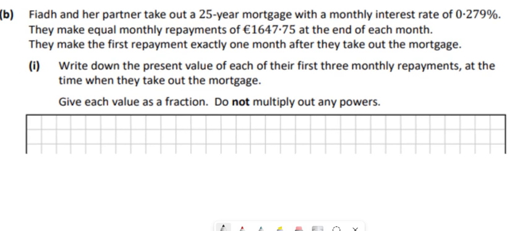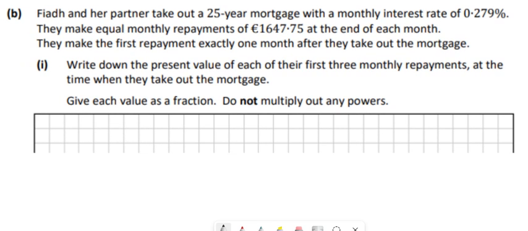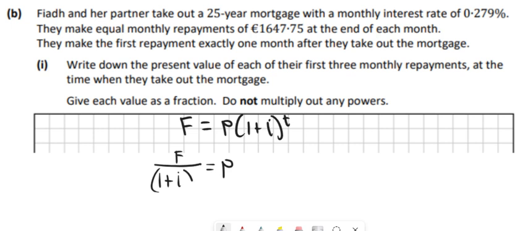Right, part B, we have to use the compound interest formula. The compound interest formula is F equals P times (1 plus I) to the power of T. P is the present value, or the amount you're putting in at the start, I is the interest, and T is the time. So we're trying to find P in this case. If I rearrange it before we start, I could just move the (1 plus I) to the power of T over, because they're asking us to find the present value or the principal amount in this question.